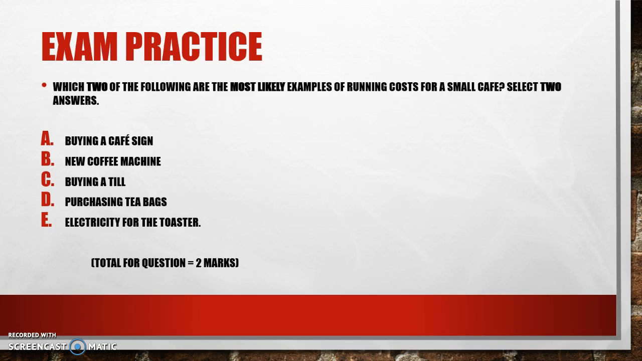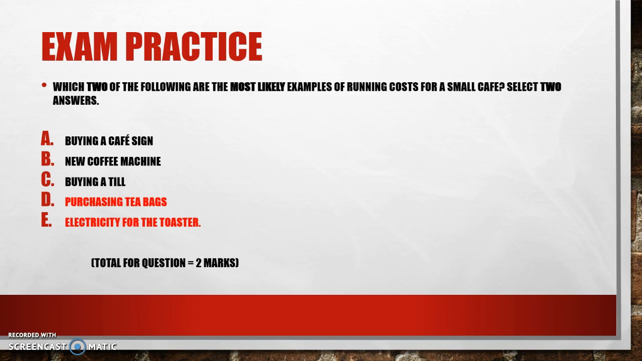A couple of exam practice questions. Which two of the following are the most likely examples of running costs for a small cafe? Select two answers. Pause the video now and try to come up with these running costs. Okay, so hopefully you got the correct answers, which are D and E. Examples of running costs are things that you need to buy whilst your business is operating.